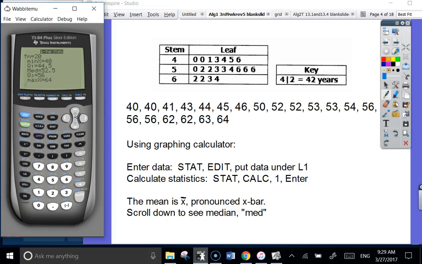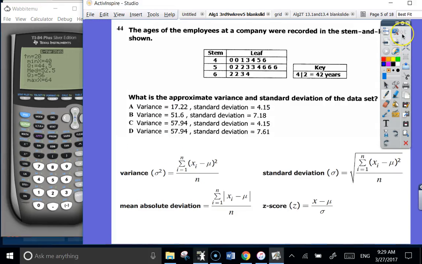Now, this data is actually coming from, I think Edric just pointed it out, I'm not sure if it's my next slide. Yeah, it's number 44. And 44 is not actually asking us for mean, median, mode, or anything like that. It's asking us for some things that supposedly we would know how to find that are on the formula sheet that we got for Algebra 1. And here's the 3 formulas that are somewhat related: variance, standard deviation, and mean absolute deviation.